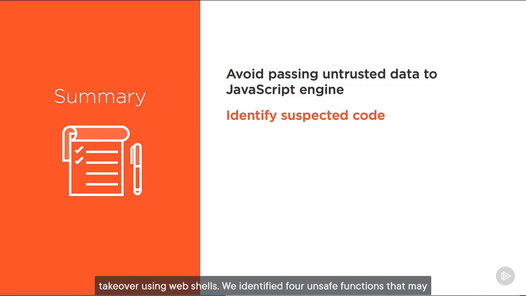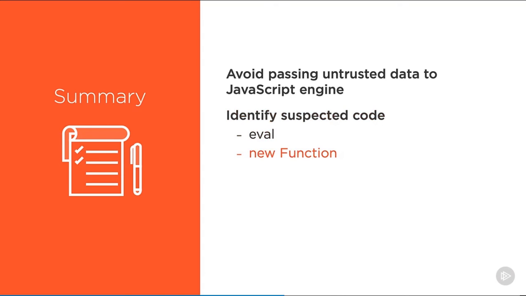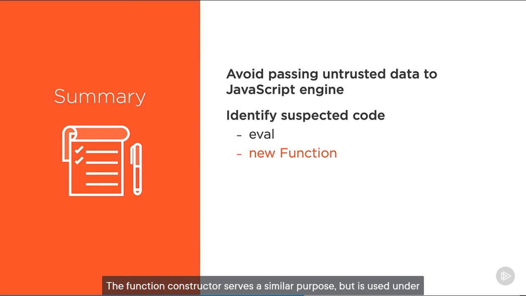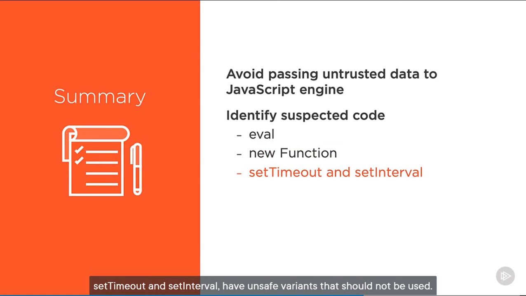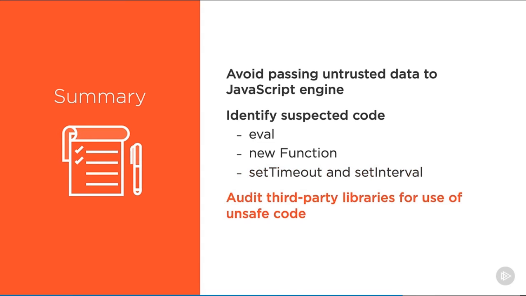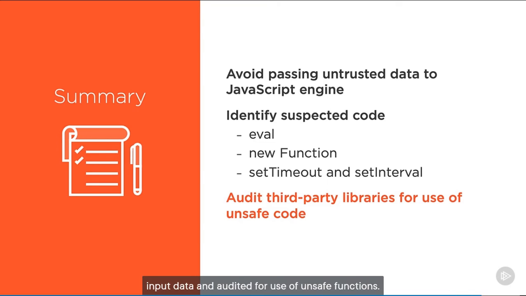We identified 4 unsafe functions that may allow for code injection attacks. The most popular is eval. The function constructor serves a similar purpose but is used under different circumstances. 2 browser functions, setTimeout and setInterval, have unsafe variants that should not be used. We also discussed how a code injection vulnerability was introduced through an open source library and that such libraries should only be used with validated input data and audited for use of unsafe functions.